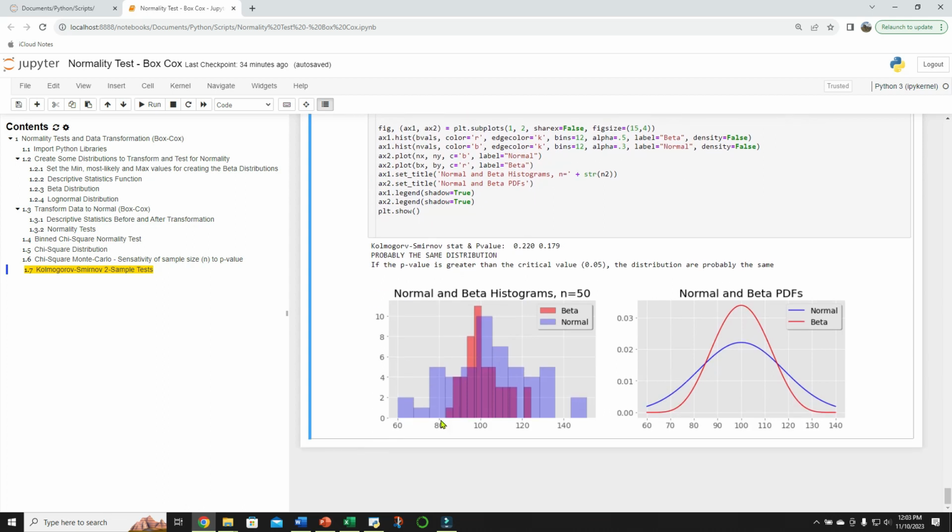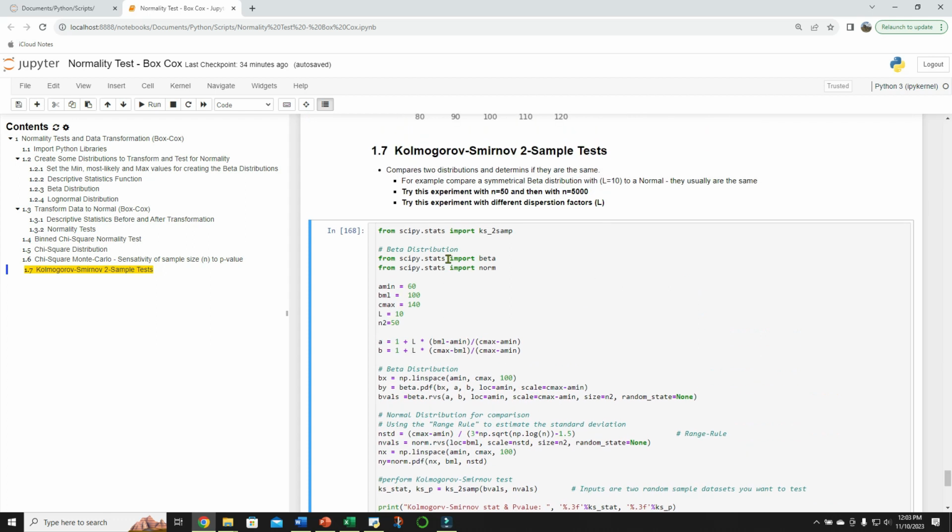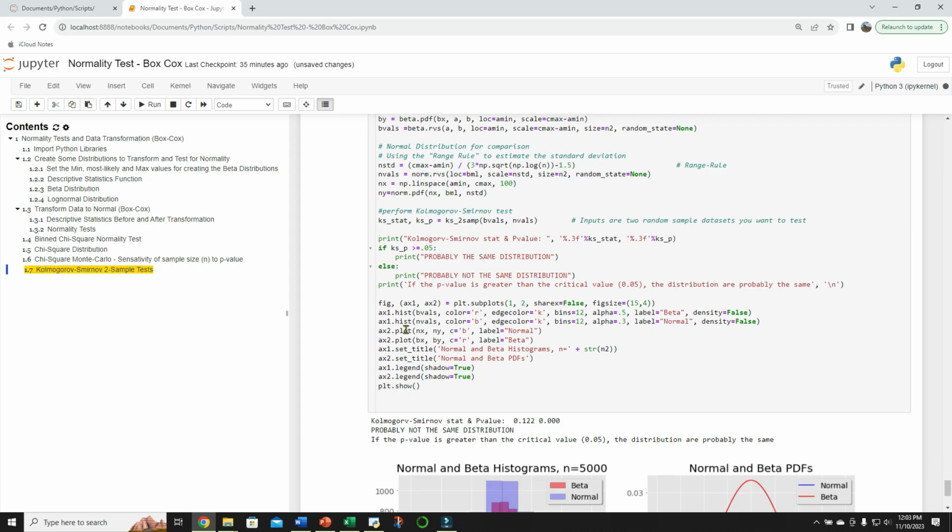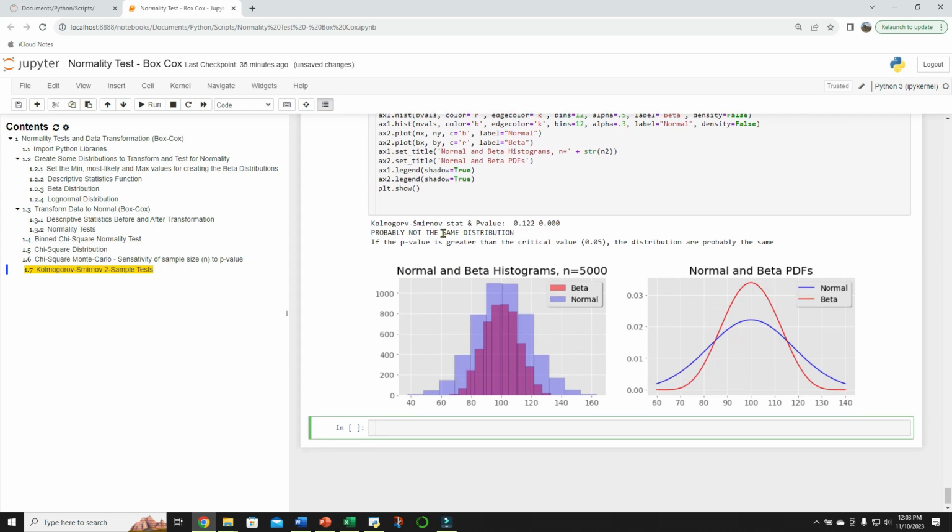And here we can see the beta distribution is the red histogram and the normal is the blue. And over on the right, we can look at the PDFs. But the test says that they're probably the same distribution. So let's play with this a bit. Let's change this to 5,000 samples and see what we get. It says it's probably not the same distribution, and you can pretty much see that here.